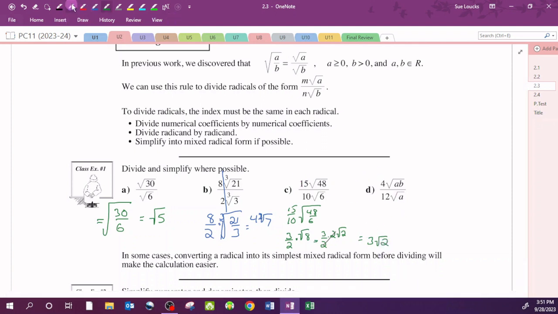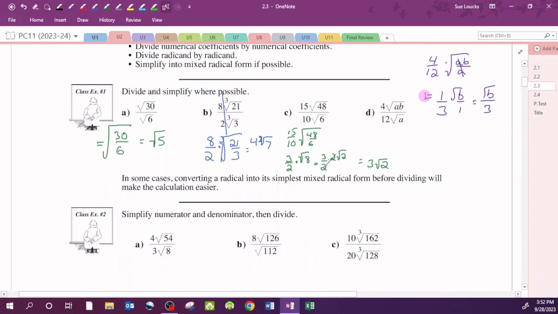And then D, I'll do over at the side here. Same thing. This is going to be 4 over 12 times the square root of ab over a. And then my a's cancel. So I simplify the 4 over 12. That's 1 over 3, times the square root of b over 1, which is just the square root of b. I can write it as the square root of b over 1 if I want to. And so that's just root b over 3. Okay?